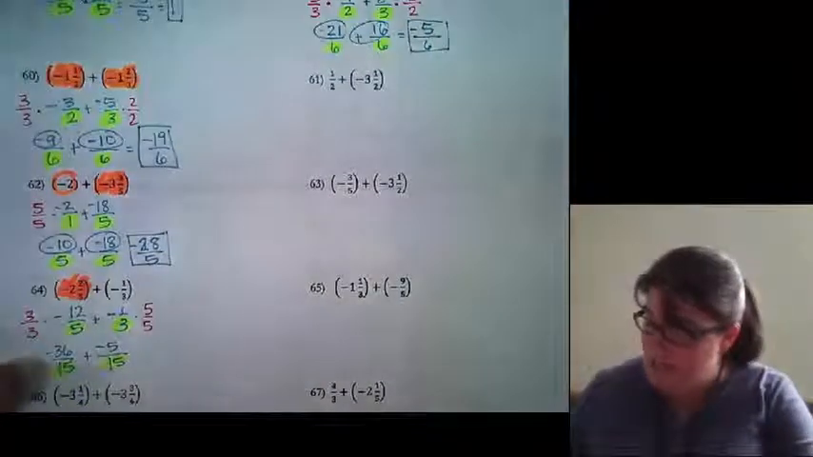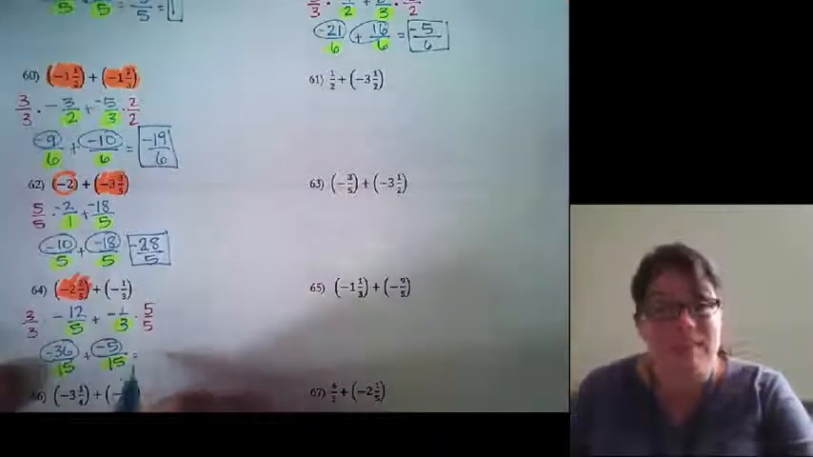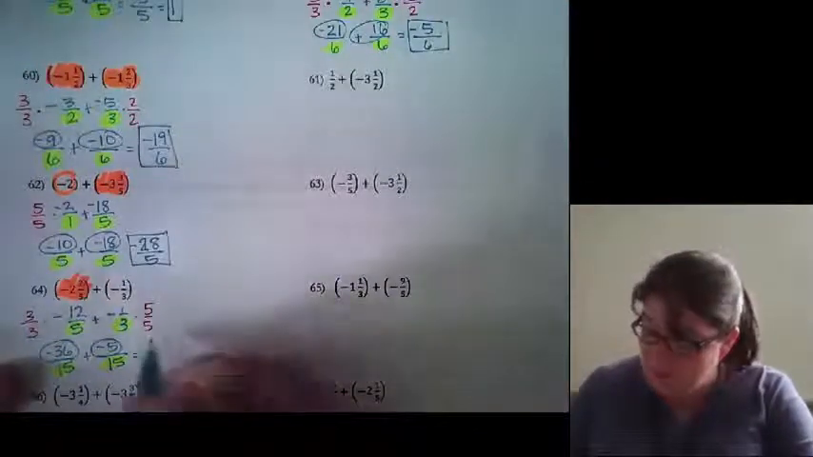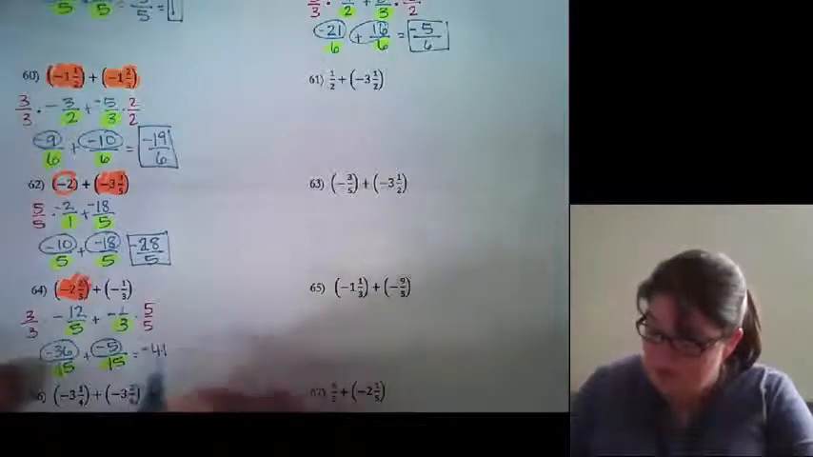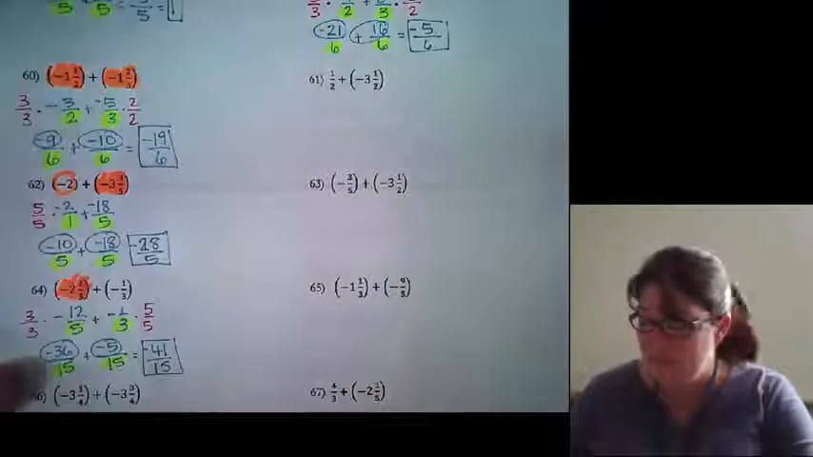Now my denominators are the same, 15 and 15, and I can go straight across. Negative 36 and negative 5. Same signs, add and keep. So this becomes 41, keep the negative, and my denominator is 15. All set. All right, let's journey back up here to 61.